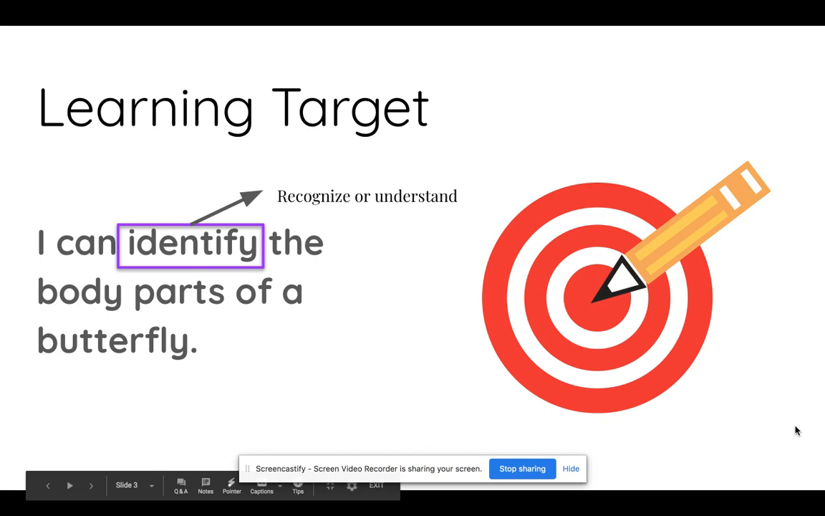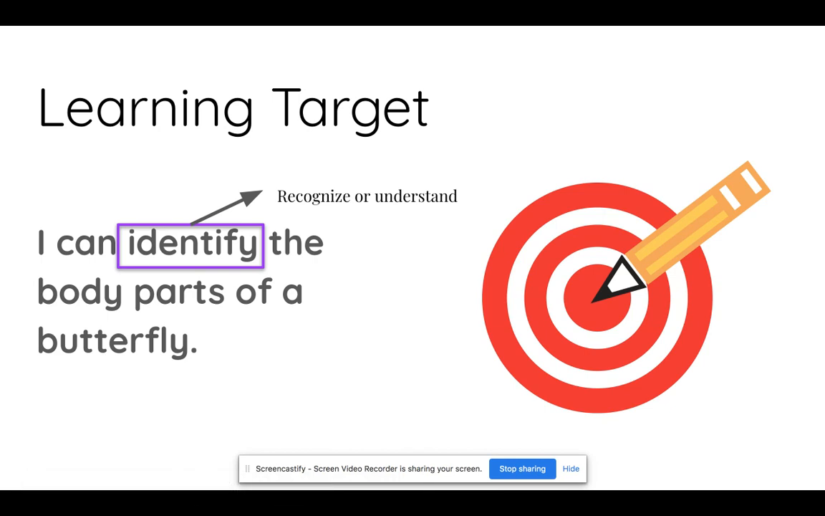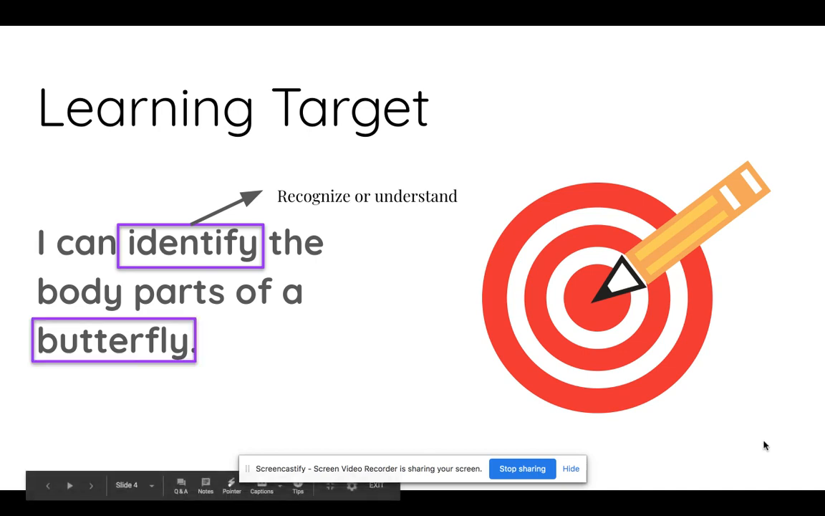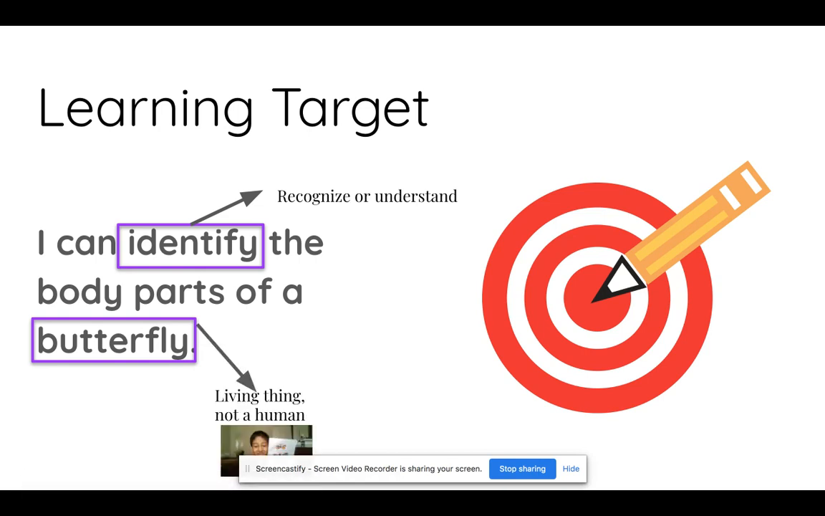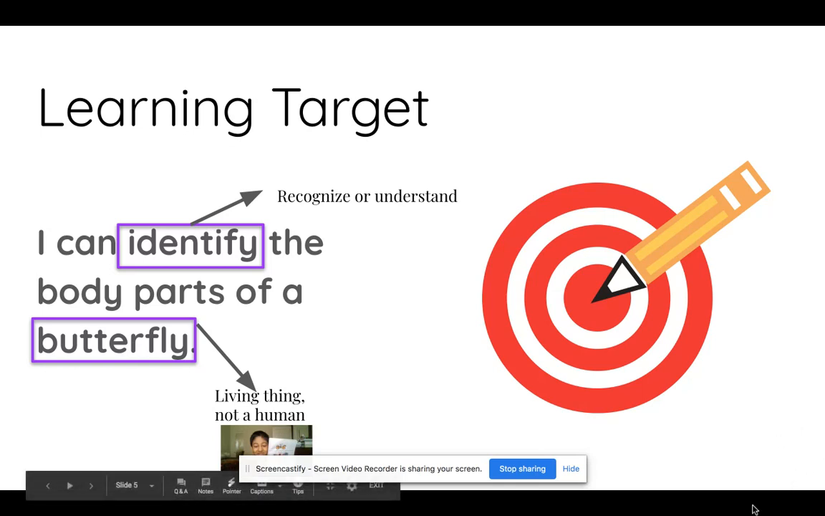That first word, identify, we've talked about that with a lot of our learning targets here in science. It is to recognize or understand. So the butterfly, we've also talked about that a lot here in science. The butterfly is a living thing. It's not a human. So it's still a living thing. It still has some of those needs just like you and I have, but it is not a human. It's a little bit different.